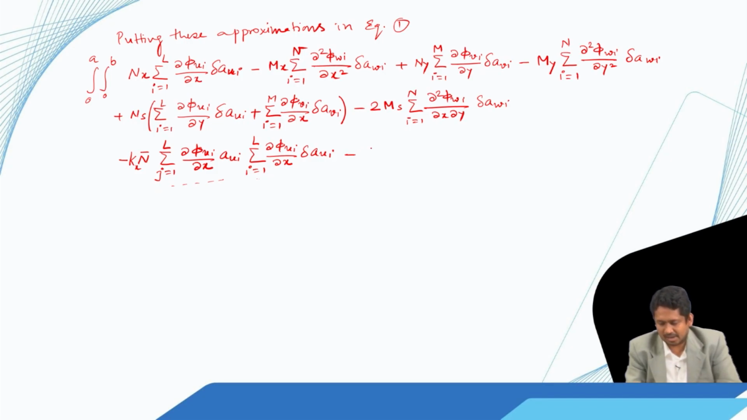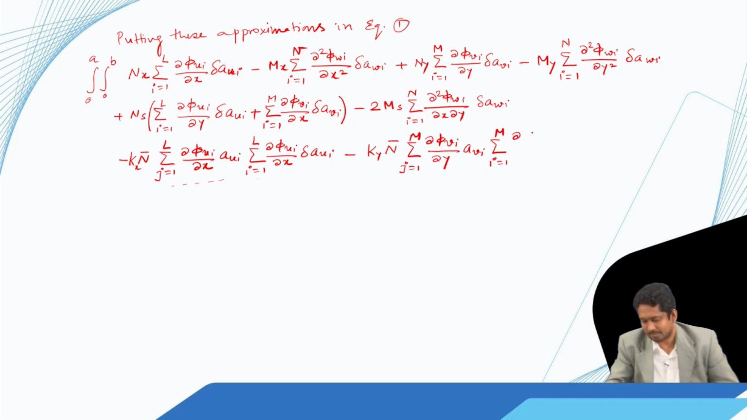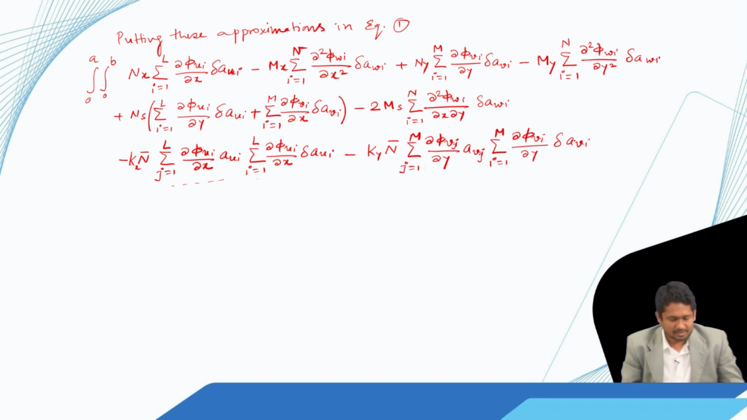Now, we have minus ky n bar into del w by del y multiplied by variation of del w by del y. So, for that again j is equal to 1 to m, then derivative of V j with respect to y, a V j, multiplied by i equal to 1 to m, into this is del j, because we have used the index j here, multiplied by del V i by del y into variation of a V i.